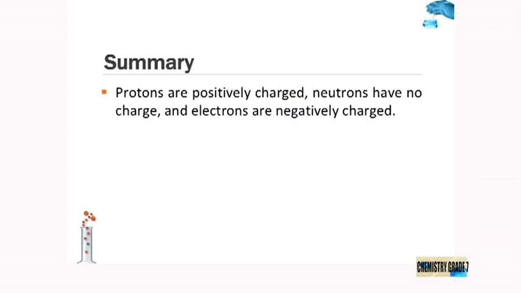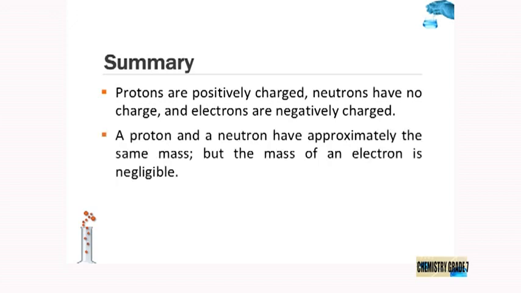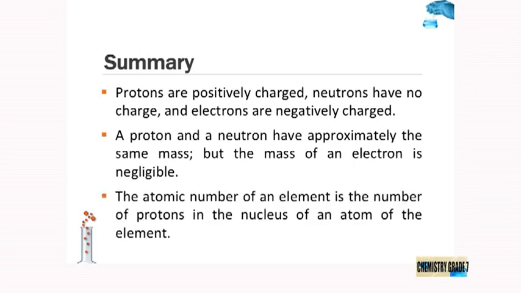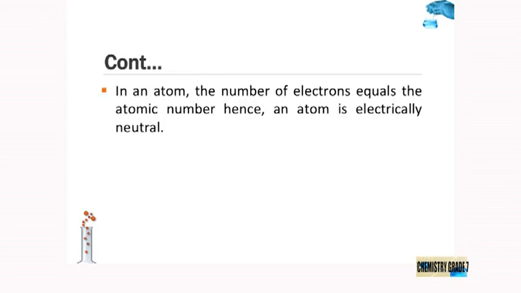In summary, protons are positively charged, neutrons have no charge, and electrons are negatively charged. A proton and a neutron have approximately the same mass, but the mass of an electron is negligible. The atomic number of an element is the number of protons in the nucleus of an atom of the element. In an atom, the number of electrons equals the atomic number. Hence, an atom is electrically neutral.